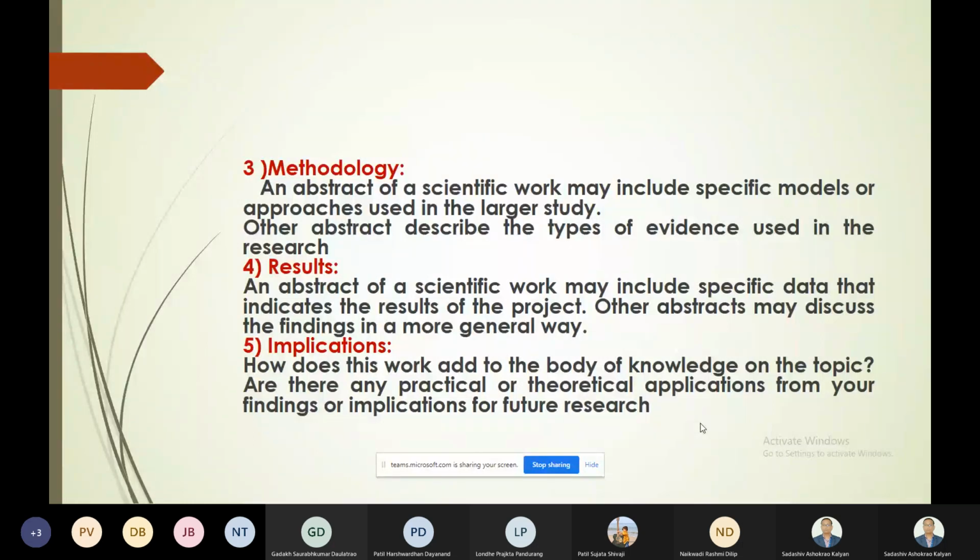Then implications. The implications means how does this work add to the body of knowledge on the topic? Means what can be your own contribution related with this? Okay, and how that can be also useful. What are your own findings? Whether it is related with the theoretical part of it, or whether it is related with the practical part of it, and how these kinds of implications are also going to be useful to them in their coming future.